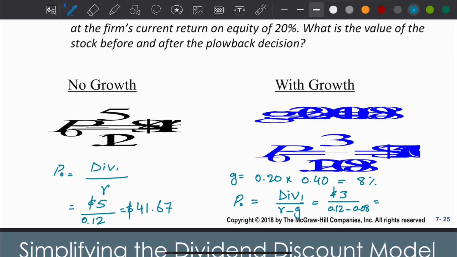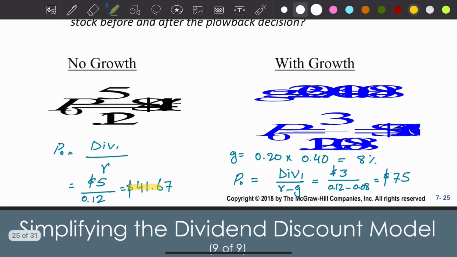Okay. Now we run the numbers on a calculator. 3 divided by, open a bracket, 0.12 minus 0.08, we get $75. Okay. Now notice the difference in the stock valuation under both of these scenarios.